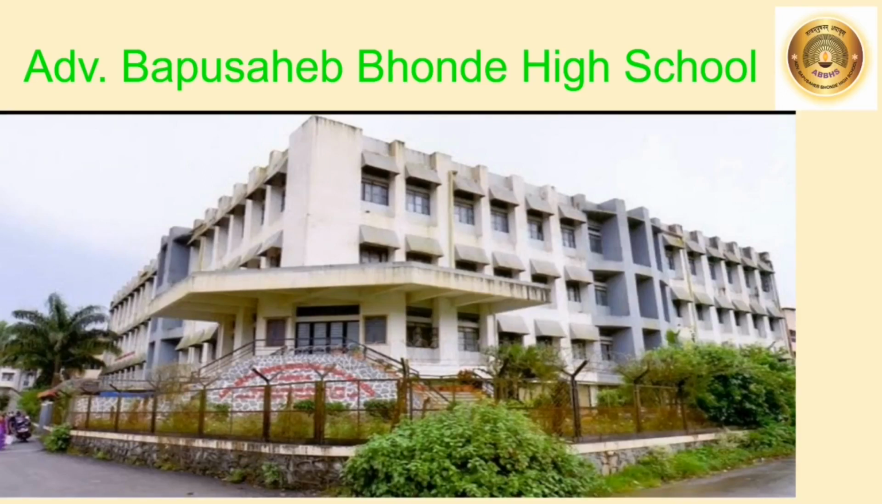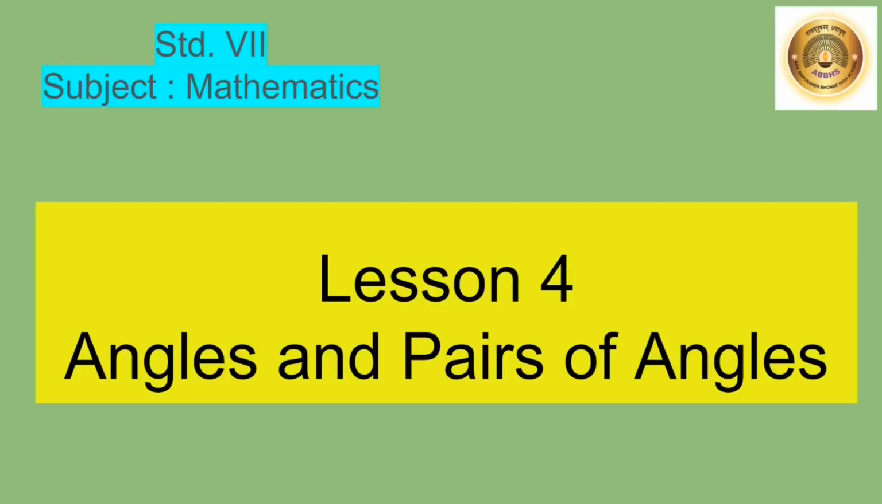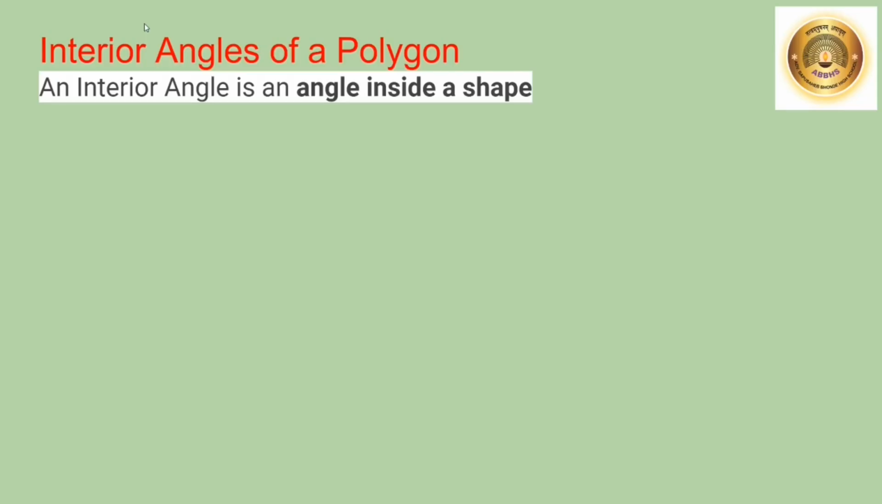Hello students, welcome back to Standard 7 Mathematics class. We are doing lesson number 4, Angles and Pairs of Angles. Today we are going to see the topic Interior and Exterior Angles of a Polygon.